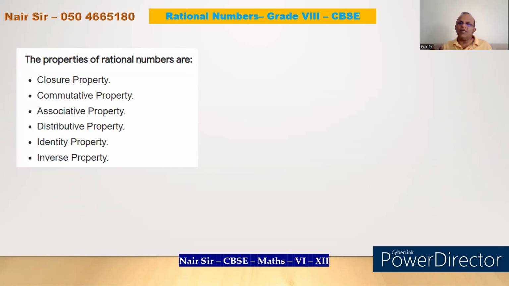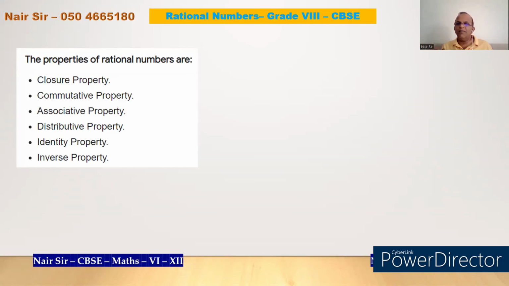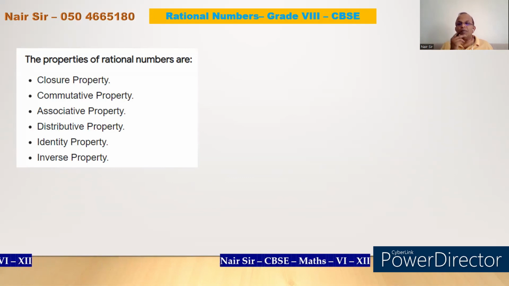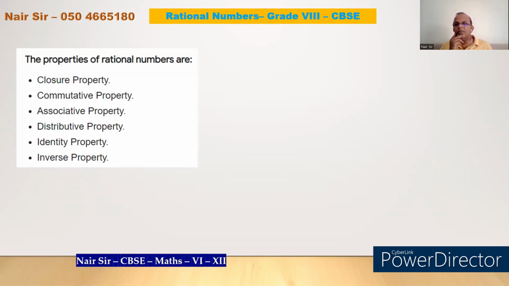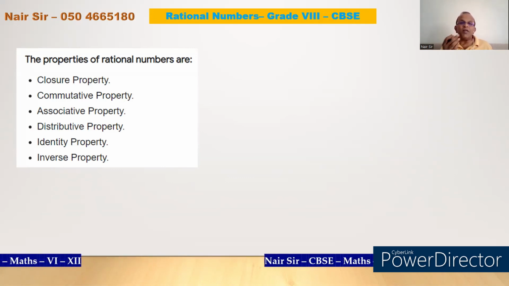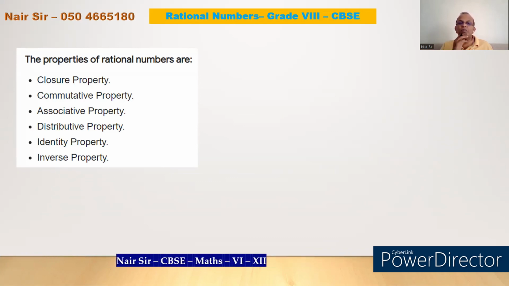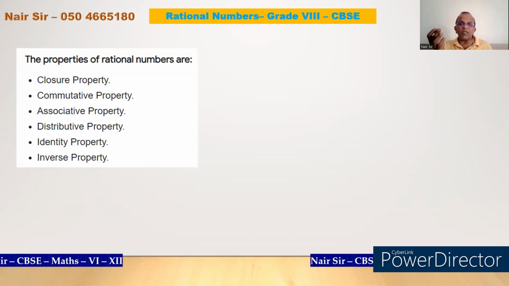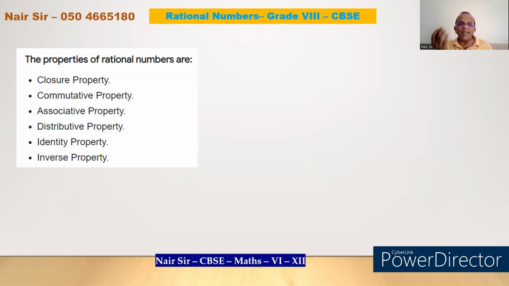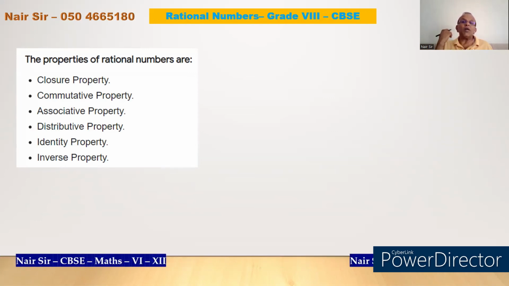I have got the properties of rational numbers. I'm talking of the closure property. I'm talking of the commutative property. I'm talking of the associative property. I'm going to talk about the distributive property. I'm going to talk about the identity property. I'm going to talk about the inverse property.